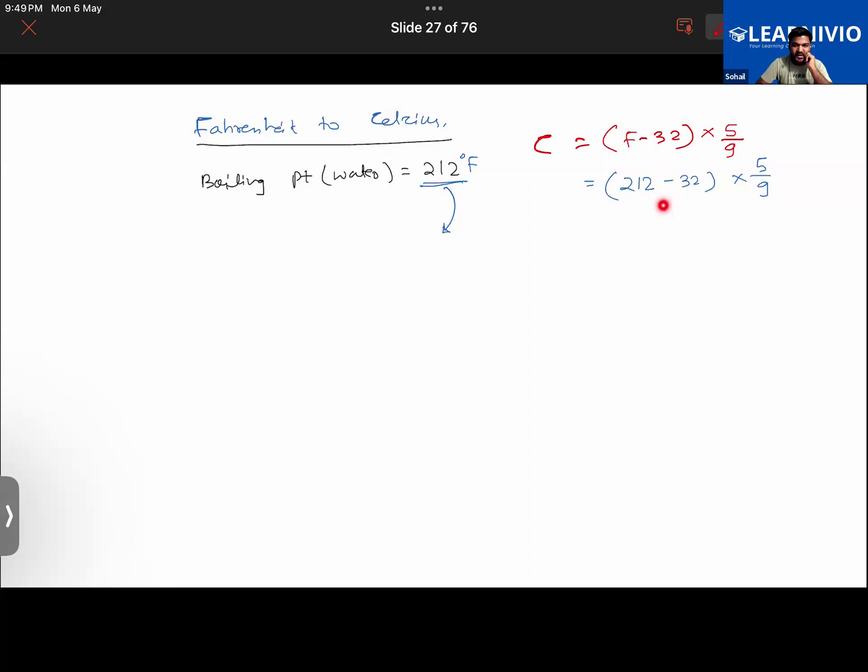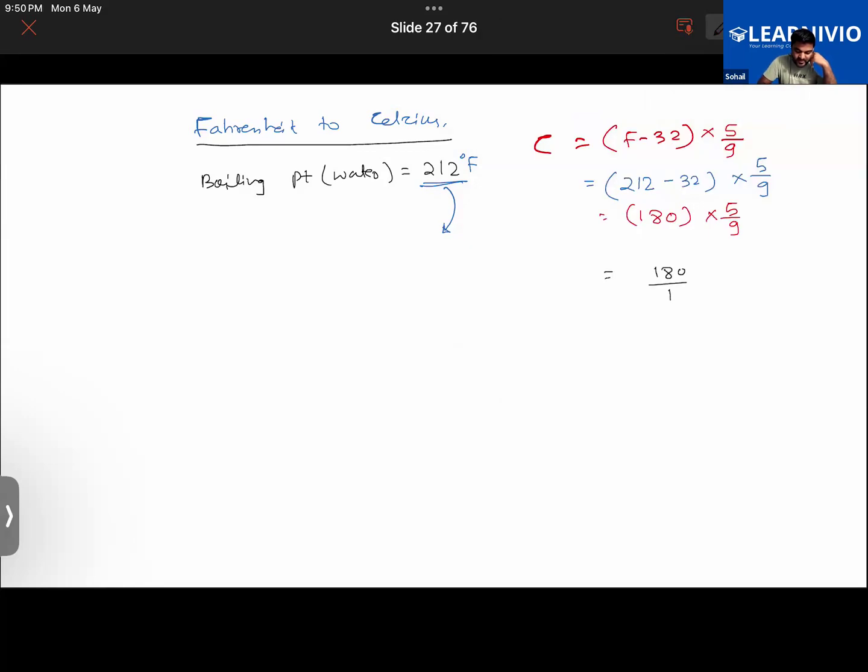Let it be 170, 180, 190, 182, 192. What should be the value? No, not 170. See the 180. Okay. 180 multiplied by 5 upon 9. Now it is in multiplication, so it is basically 180.